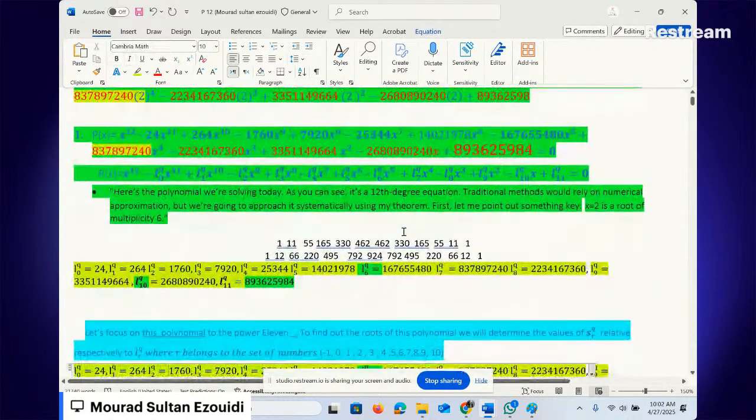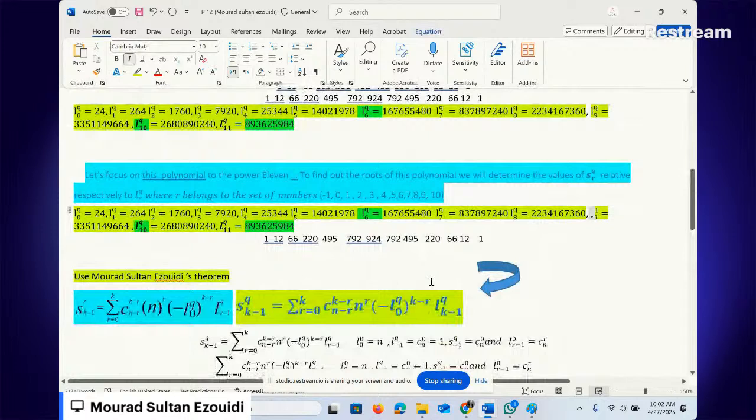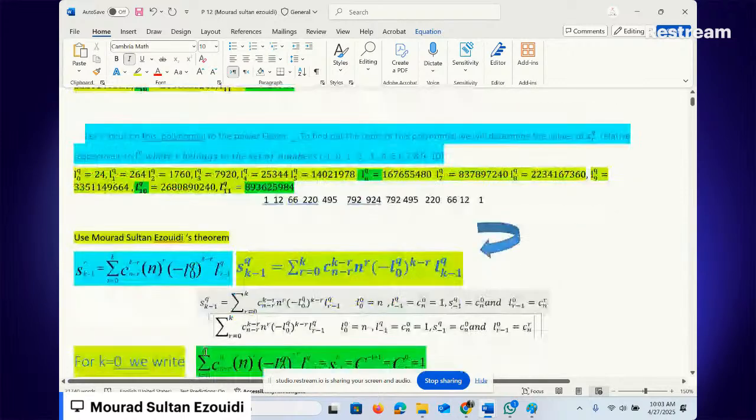I will always use the coefficients of the original 12-degree polynomial equation. I'm going to dive into the structure of Mr. Murat's Ezouidi theorem, and I'm going to put k equal 0 to obtain s minus 1. By convention, s minus 1 is equal to 1, simply because it would be equal to the combination n choose 0. That's why here s minus 1 is equal to 1. This is s minus 1 when k equals 0.